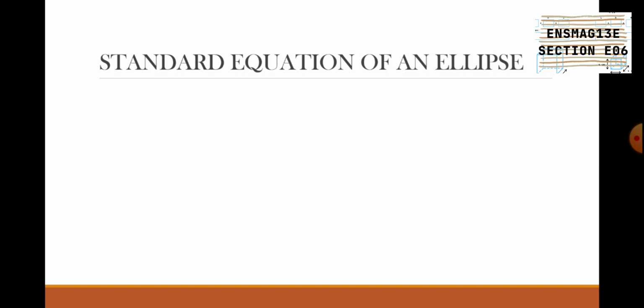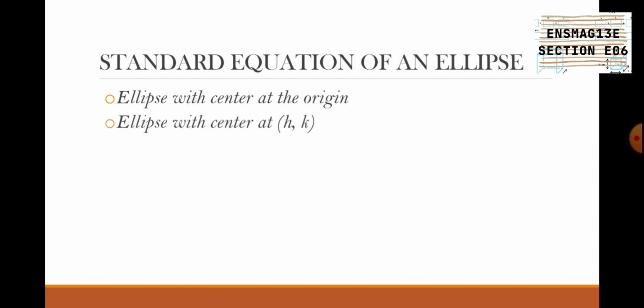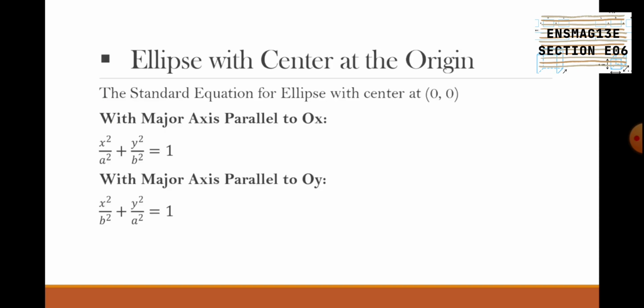Standard equation of an ellipse. Ellipse with center at the origin and ellipse with center at coordinates h, k. The standard equation for ellipse with center at the origin, with major axis parallel to the x-axis, x squared over a squared plus y squared over b squared is equal to 1. Ellipse with major axis parallel to your y-axis, x squared over b squared plus y squared over a squared is equal to 1.